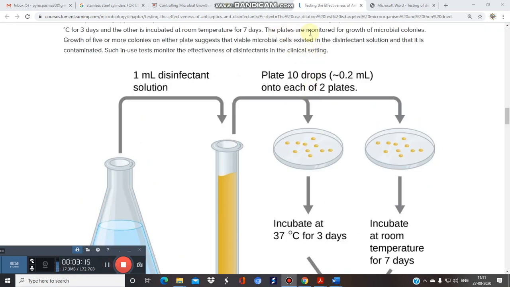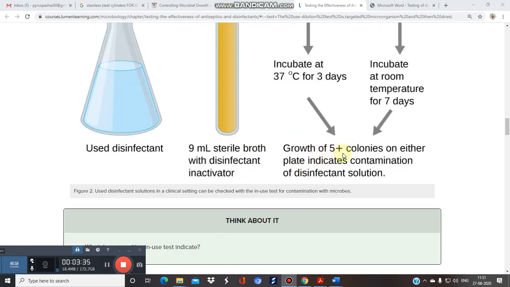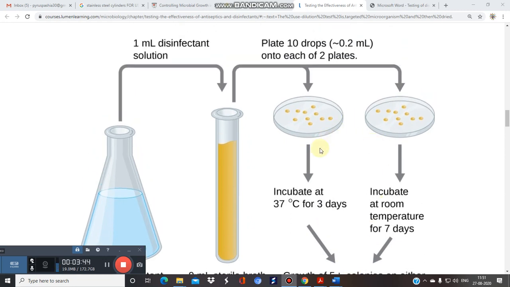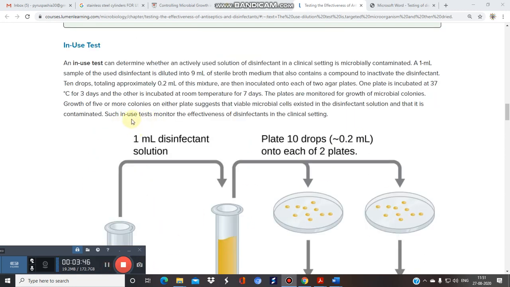And of course, the plates are monitored for growth of the microbial colonies, whether they contain microbes or not. So the growth of 5 or more colonies on each plate suggests that the living or viable microbial cells existed in the disinfectant solution and our disinfectant is contaminated. See, this growth of at least 5 plus colonies on either of the plates indicates that our disinfectant solution is contaminated. So these types of in-use tests can monitor the effectiveness of disinfectants in clinical settings.